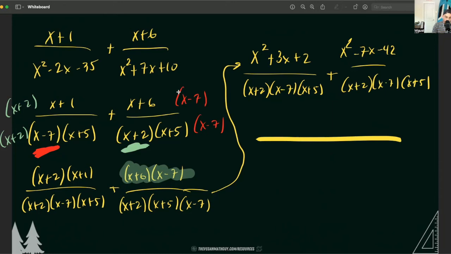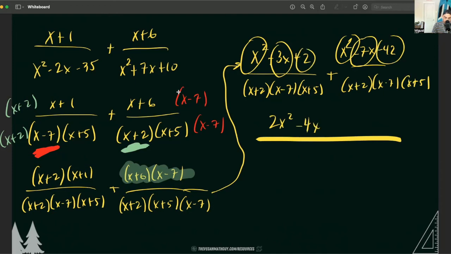So let's see. The x squareds can combine. That becomes 2x squared. The 3x and the minus 7x can combine. That becomes negative 4x. And then the 2 and the negative 42 can combine and give negative 40 over x plus 2, x minus 7, x plus 5.